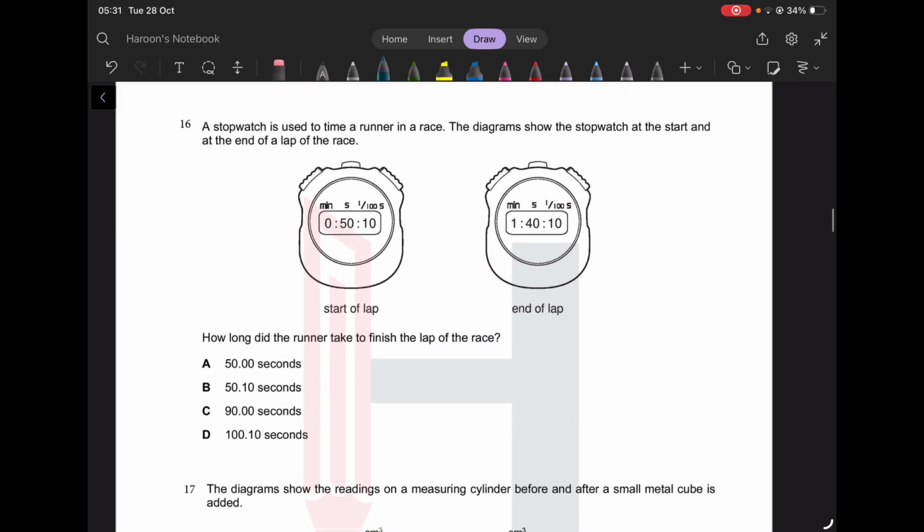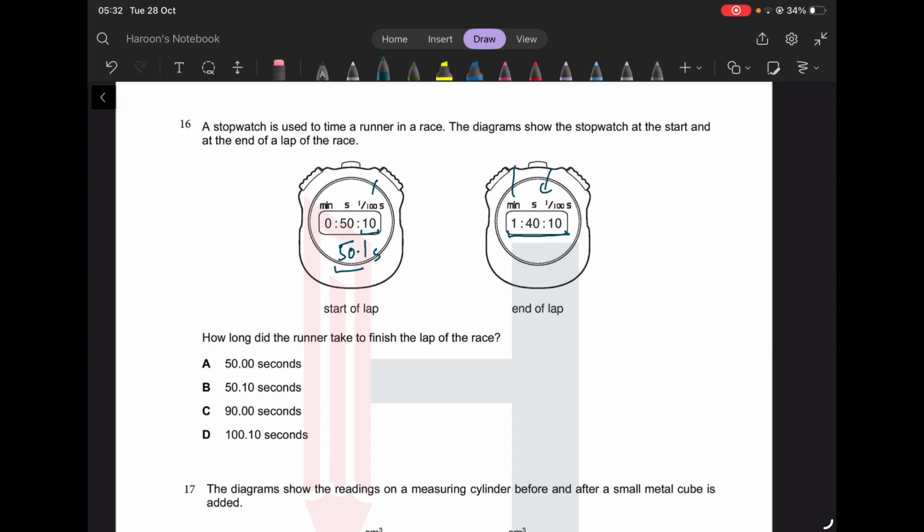A stopwatch is used to time a runner in a race. The diagrams show the stopwatch at the start and end of the race. How long did the runner take to finish the lap of the race? So this is 1/100th of a second. So basically, I can just take this starting point as 50.1, for example, and I need to convert this in minutes as well, because this is in minutes, but this is in seconds rather. So I'll just convert this in seconds as well. So we have 50.1 seconds over here. The units have to be the same. Then we can add or subtract them.